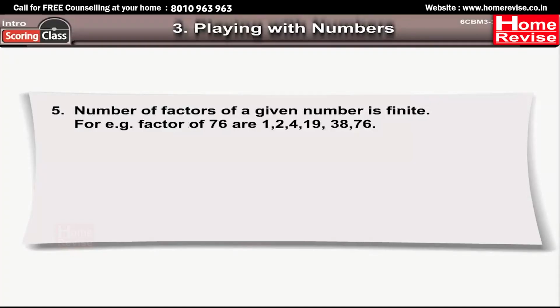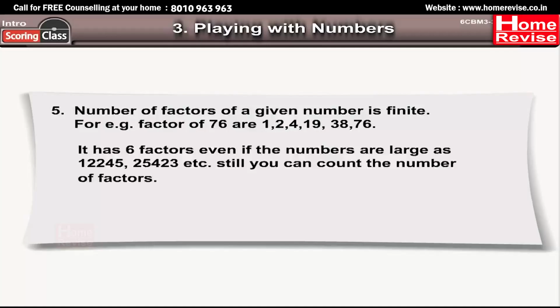Number 5. The number of factors of a given number is finite. For example, factors of 76 are 1, 2, 4, 19, 38, 76. Now it has 6 factors. Even if the numbers are large like 12,245, 25,423, etc., still you can count the number of factors.